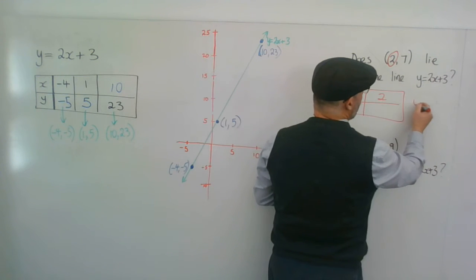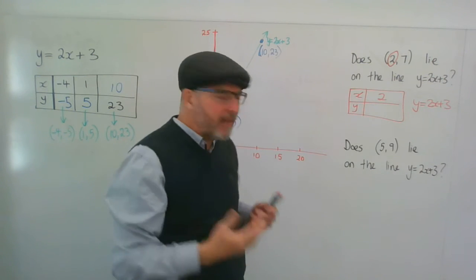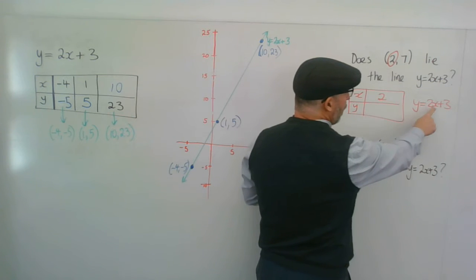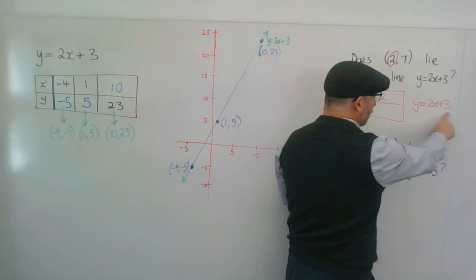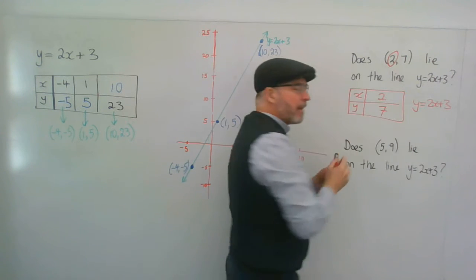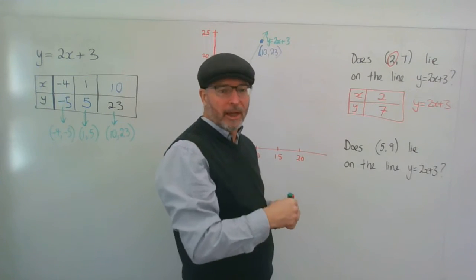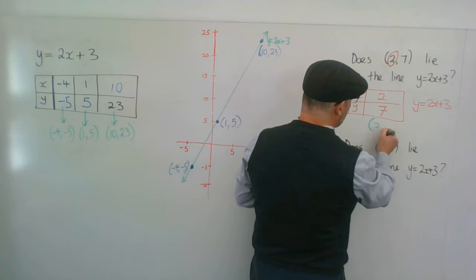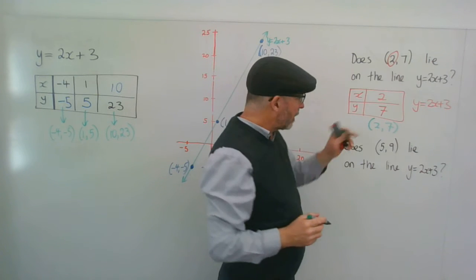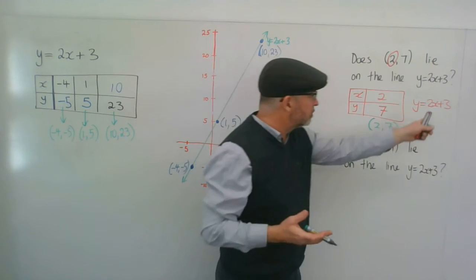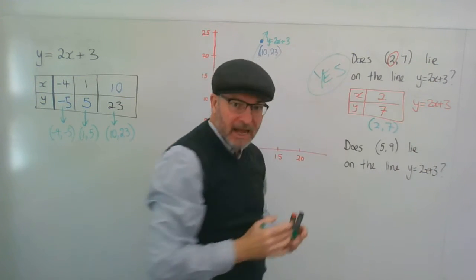If the rule is y equals 2x plus 3. That's what I'm asking. Well, if that's the rule, and x is 2, I put a 2 in for x. 2 times 2 is 4. 4 plus 3 is 7. Now remember, when you fill out a function box, that's the same as finding a point that lies on the line. So I found the point 2, 7. Yes, if x is 2, then I end up with 7 being the y value if I use that rule. So yes, that point does lie on that line.